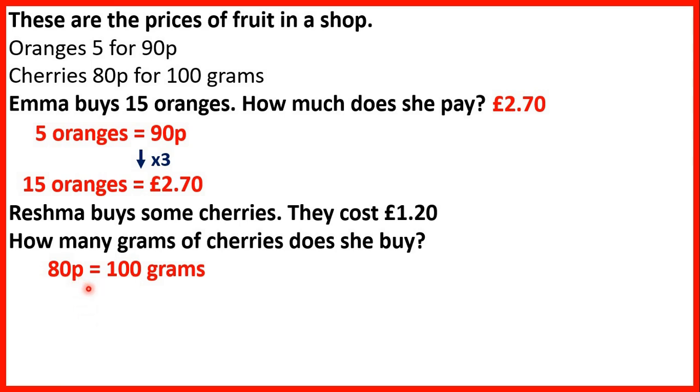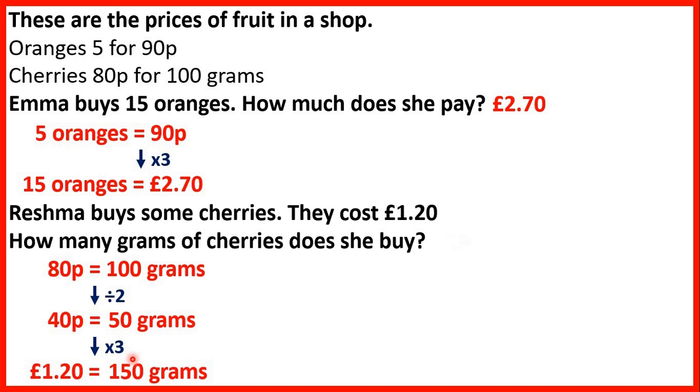So what we can do instead is first divide 80 pence by 2, and 80 divided by 2 is 40, and then if we divide 100 grams by 2, that gives us 50 grams. So for 40 pence, you can buy 50 grams, and £1.20 is 3 times 40 pence. So if we multiply 50 by 3, that tells us that you can get 150 grams of cherries for £1.20.